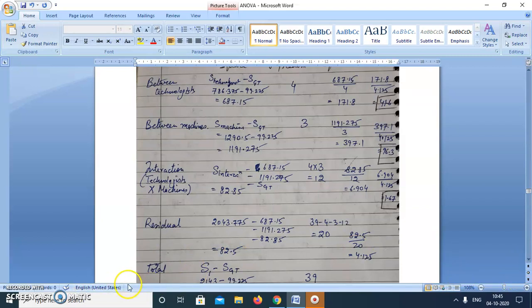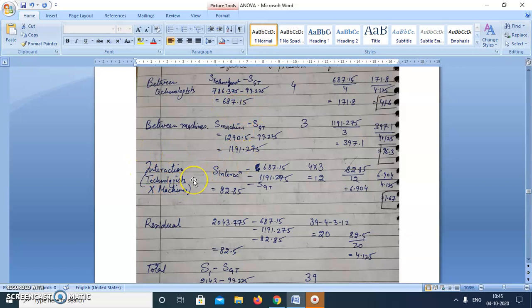First thing we need to calculate is the total. If we subtract the S grand total from S1, we'll get this reading S total, the sum of squares for total. And now for between technologist, we'll subtract the grand total from the technologist reading, and for machine readings, we'll subtract S grand total from S machine. We'll get these two readings, 687 and 1191.